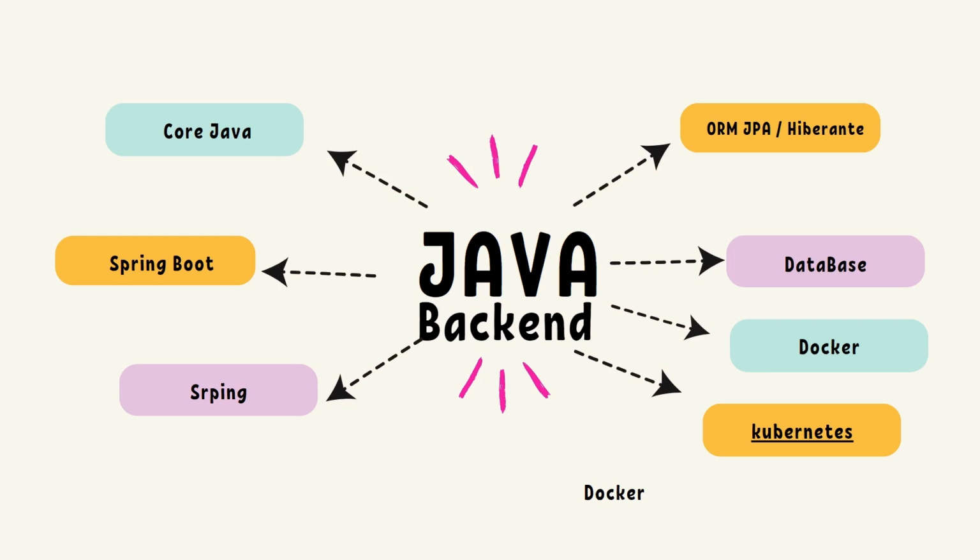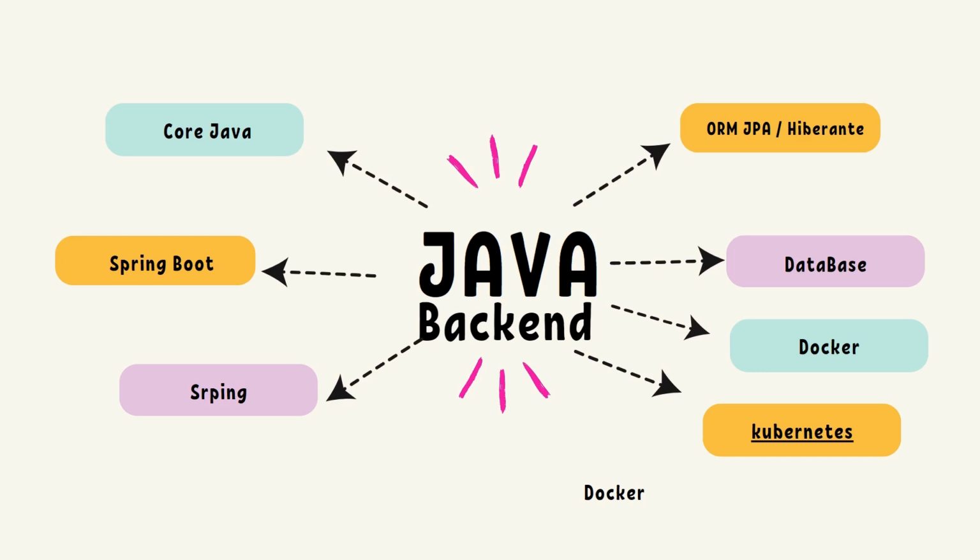Then if you want to deal with any databases, like if you are working with any applications, that data is very important. To store the data into the databases, we need to work with ORM, object relational mapping. So here JPA or Hibernate you can use to work with Java backend to deal with databases.